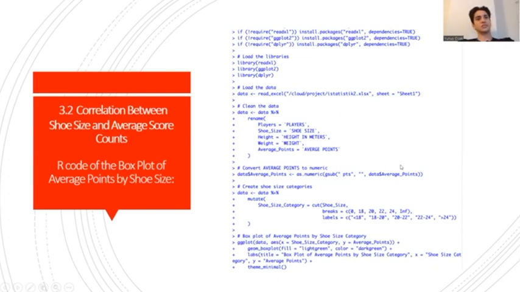It is the correlation between shoe size and average score counts. Right now, from the physical attributes we choose the shoe size, and it is the R code of the box plot of the average points by shoe size. And my friend Mithat Saffak will continue from this part. So thank you for your attention.